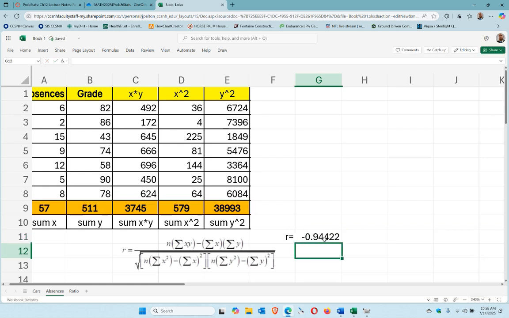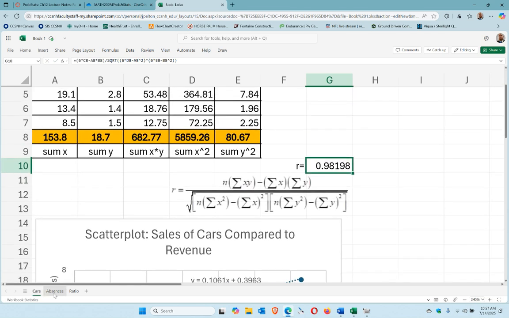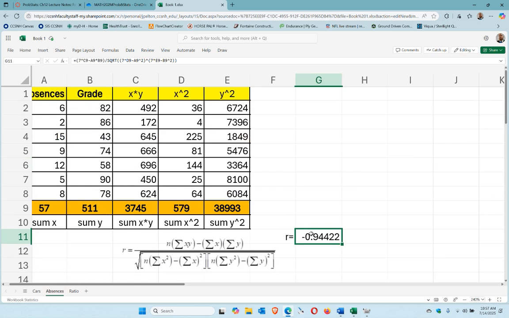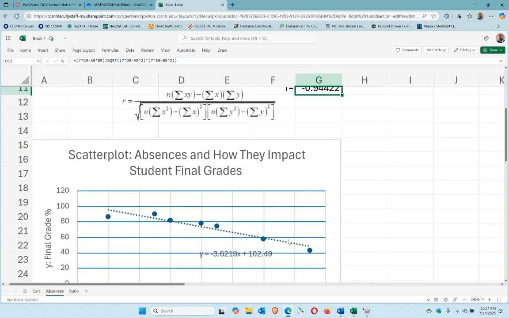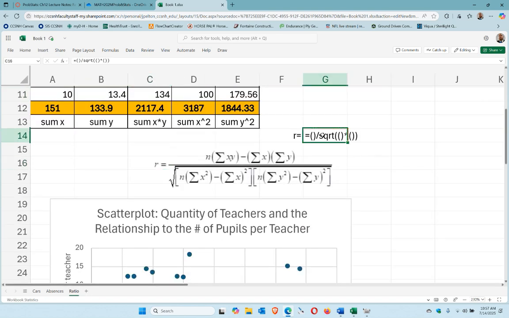So I get a negative. This one is not as good of a model as this one. Not because of the negative, but because this is closer to 1 than this is closer to -1. The negative says the direction, which is down. If I look at the graph, yes, it definitely goes down, right? Okay, let's do the final one, the ratio one.